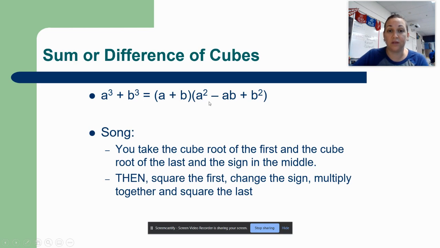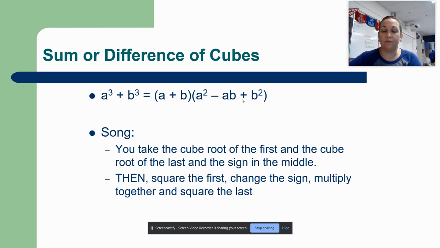If this is a plus sign, that's going to be a minus sign, and vice versa also. Multiply together means multiply these two things from the first parentheses together. You're not paying attention to the sign, just a times b right here. Then square the last is take this b and square it. Whenever you square something, it always turns positive. So this last symbol will always be a positive.